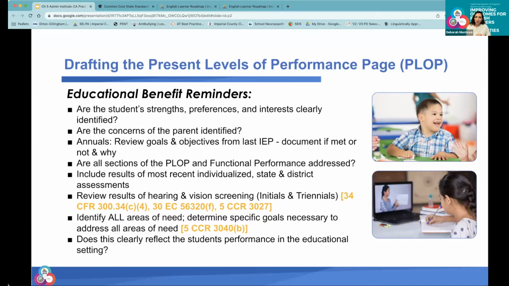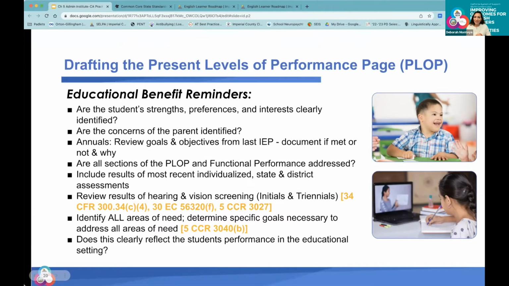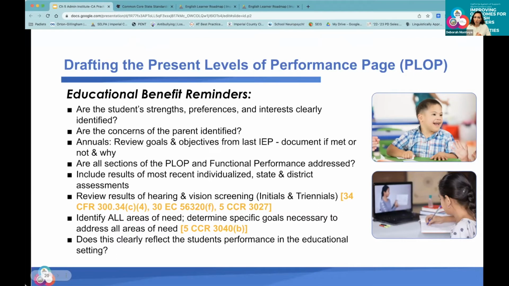Through this particular page, the present levels of performance, we're indicating all of the baseline skills that a student has. So, in as much as we know that the child with a disability may have relative weaknesses, deficits, if you will, this particular section is to truly discuss all of the relative strengths, all of the data that we have, whether functional performance, academic, pre academic, social skills, health, etc., given the various needs of that student who has been identified.